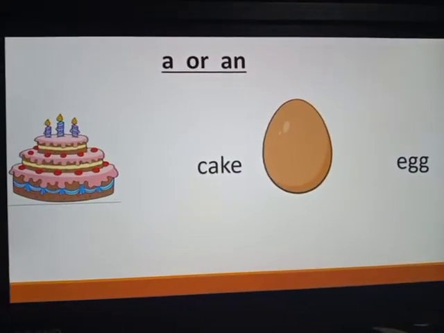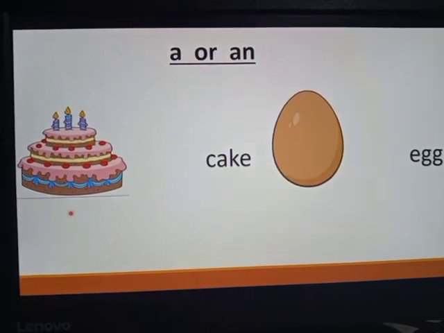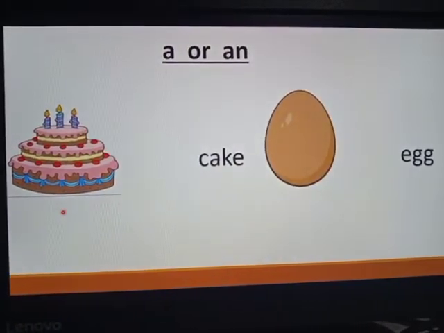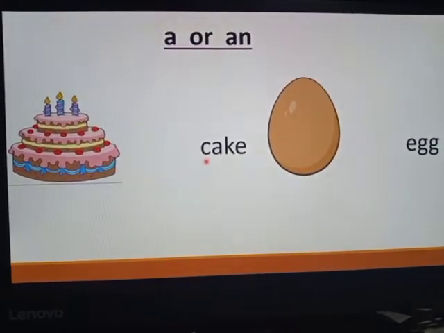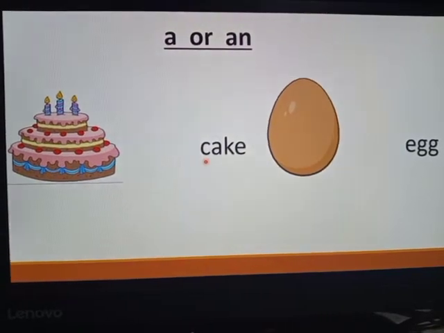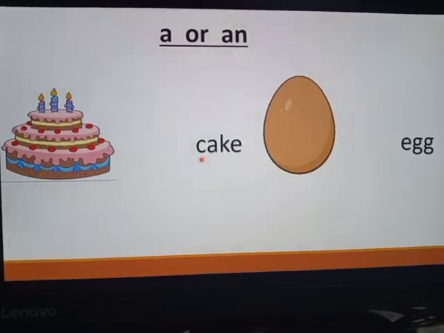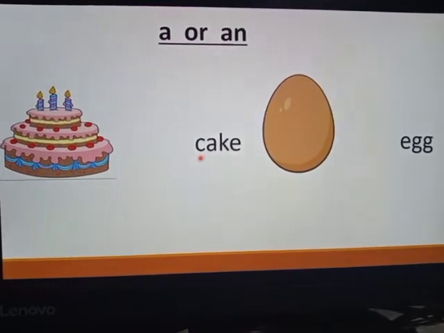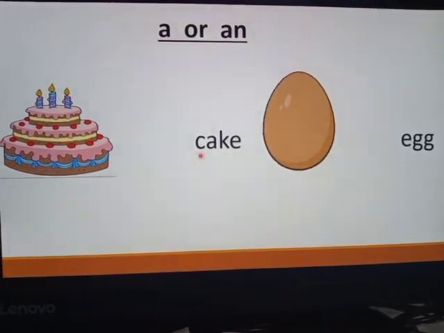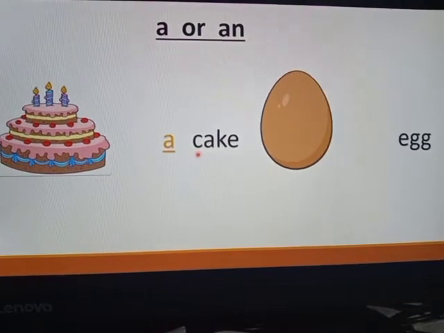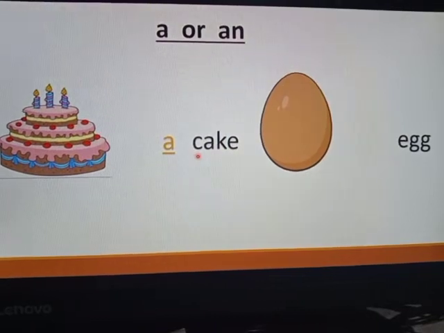Now tell me, what are you seeing in the first picture? What is this? Correct, it's a cake. Now read the spelling of this word: C-A-K-E, cake. What is the starting letter of this word? C. And C is a consonant or a vowel? Correct, it's a consonant. So what will come, a or an? Very good. A cake. Understood? What is the answer? A. So we use a cake.